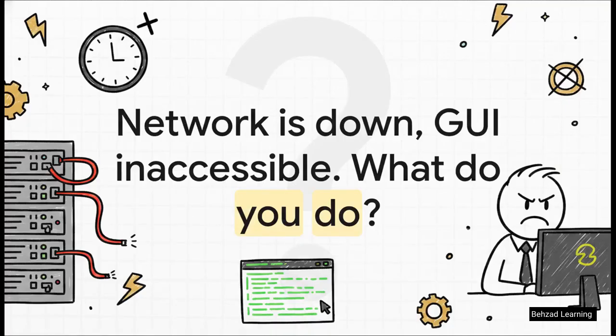All right, picture this. It's Monday morning. Suddenly the entire company network goes completely dark. Everything is offline. You try to frantically log in to that shiny graphical user interface to see what's going on, but the GUI is totally inaccessible. The clock is ticking, the business is losing money by the minute, and it is entirely up to you to fix it. So, what do real engineers do when everything else fails?